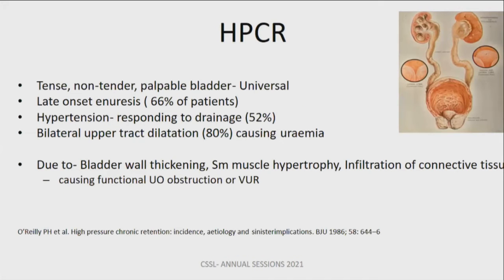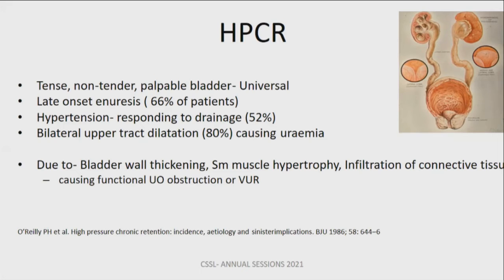High pressure chronic retention, a hot topic. How do they present? Universally, a tense, non-tender palpable bladder. Two-thirds of them will have late onset nocturnal enuresis, and 80% will have hydronephrosis and hydroureter with uremia. Half of them will have high blood pressure. Nevertheless, it will drop once the bladder is drained.